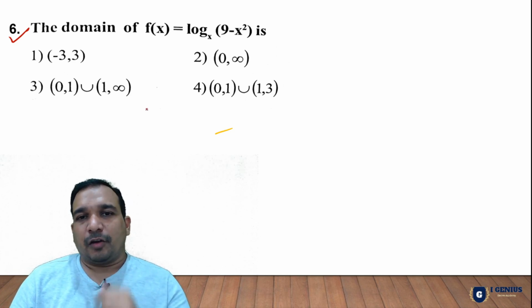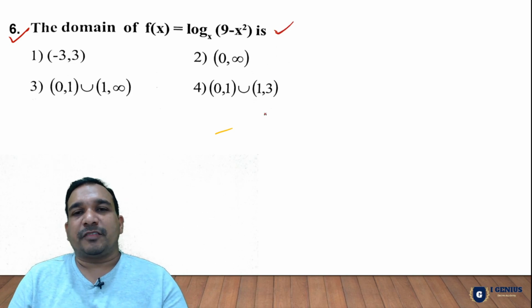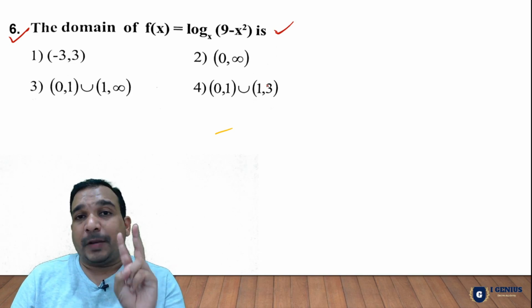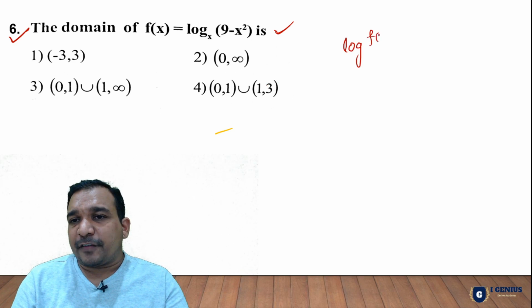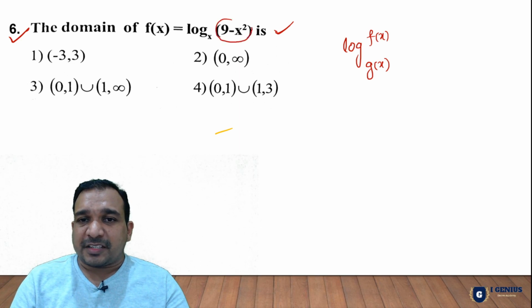Okay, guys. Now, if a logarithm function is given, then how to solve? F of x is equal to log. Two places are there, I said, no? One place is f of x, the other place is g of x. So in the f of x place, 9 minus x square is there. In the g of x place, x is there.